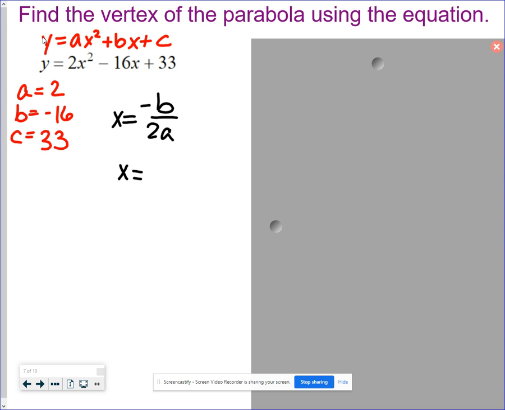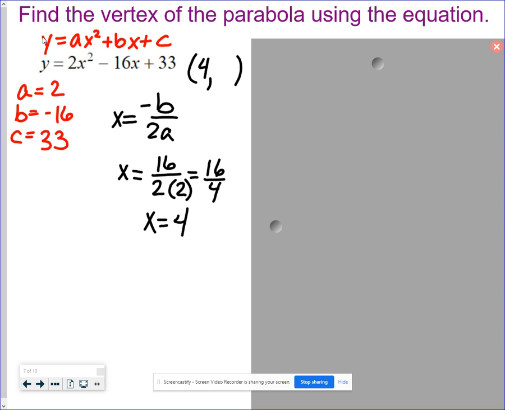The opposite of negative 16 is just going to be positive 16. If you want to sneak a 1 in front of that b, so it's negative 1 times b, and show that multiplication, go right ahead. I'm okay just changing that sign. And we're going to have 2 times the a is 2. So this is going to be 16 over 4. That means the axis of symmetry is at 4. I know that half of my answer is 4. I just have to figure out what the y part is.